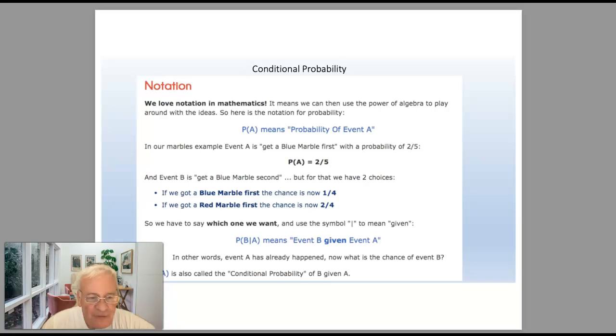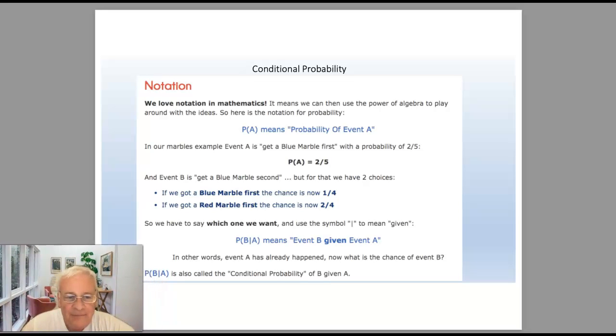Now we can come up with the formula based on our example. We're going to use notation. We talked about this earlier. The notation is right down here: the probability that event B happens given that event A has already happened. It's called conditional probability.